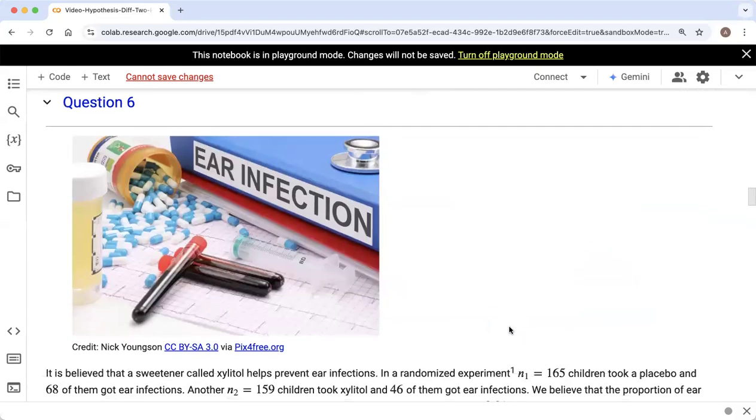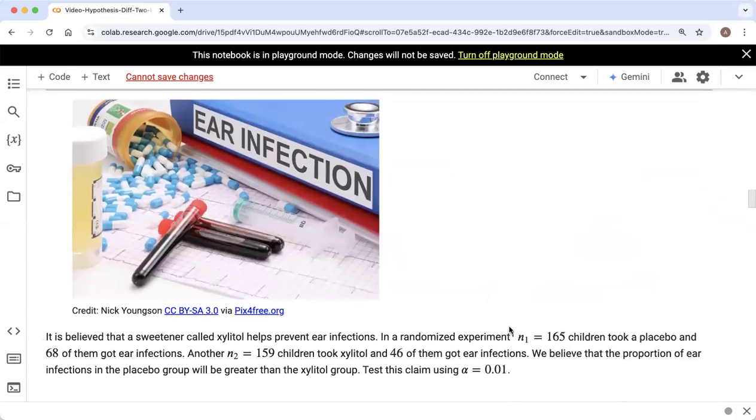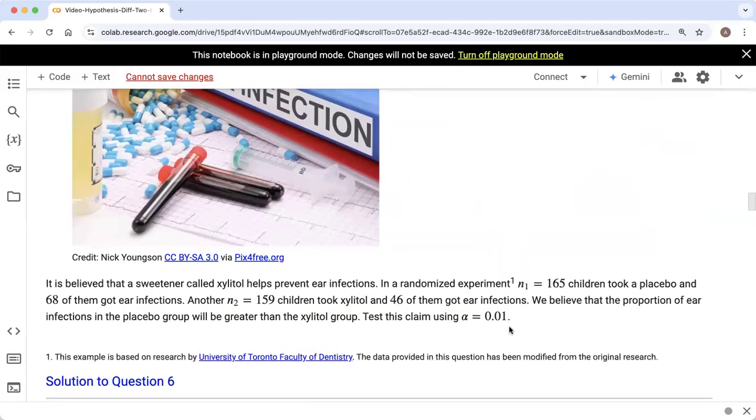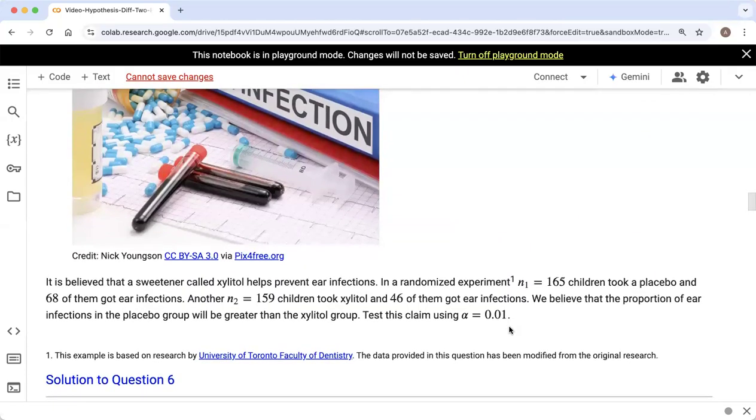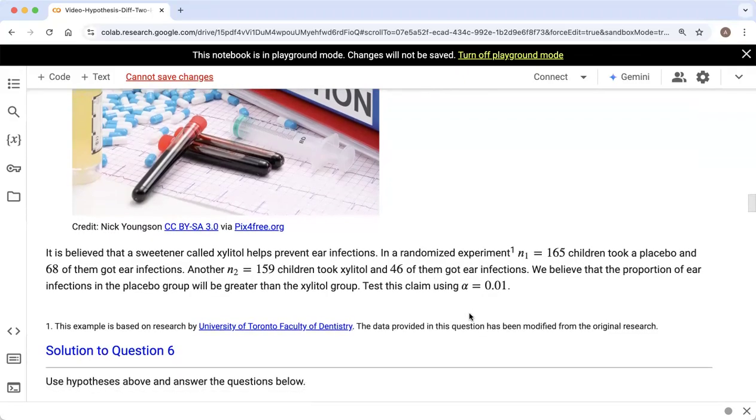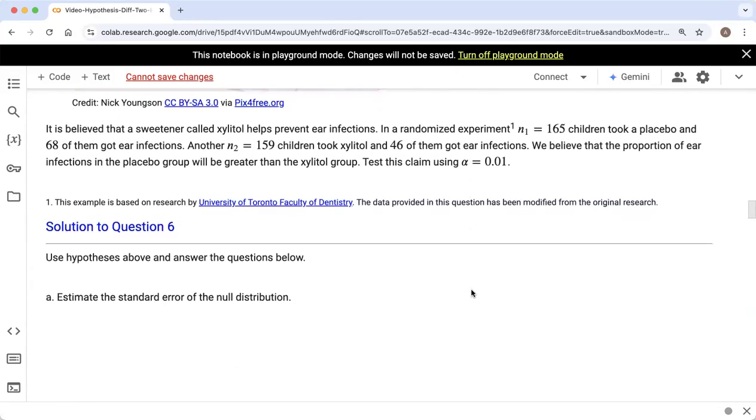Okay, so let's take a look at some data relating to this example with xylitol. So let's say this is based on a study that was done. In that study, there were 165 children that took a placebo, and 68 of the children in the control group that got the placebo got an ear infection. And there were 159 children in the treatment group that got xylitol. 46 of them got an ear infection. And so let's say we're going to perform this test using a 1% significance level.